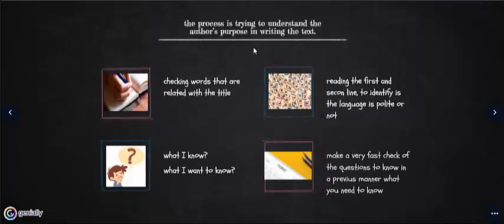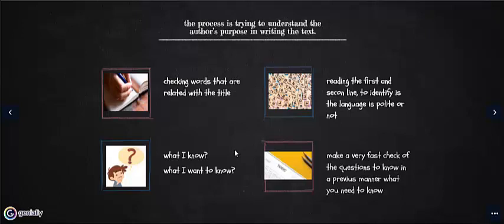How this strategy works is simple. The process is trying to understand the author's purpose in writing the text, and we can practice checking words that are related with the title and reading the first and the second line to identify if the language is polite or not. Then, how to improve this strategy is simple: making two questions, what I know and what I want to know.